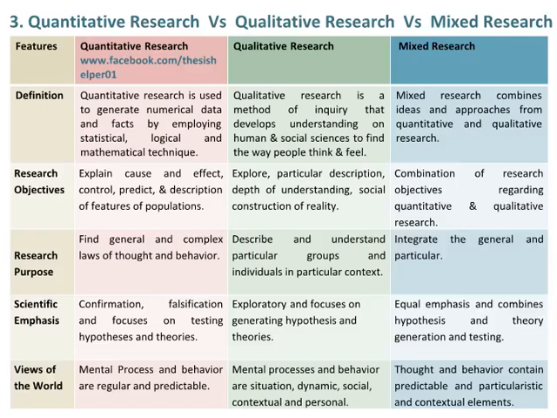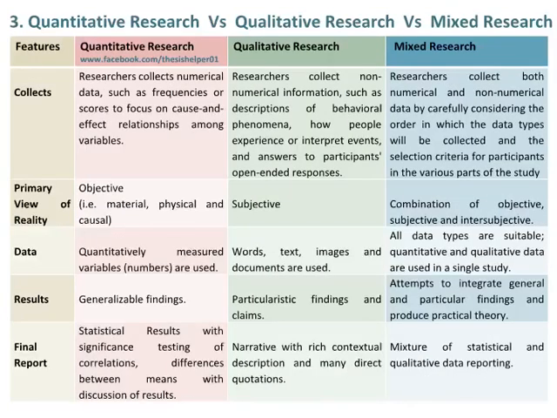In quantitative research, researchers collect numerical data, such as frequencies or scores, to focus on cause and effect relationships among variables. Whereas in qualitative research, researchers collect non-numerical information, such as descriptions of behavioral phenomena, how people experience or interpret events, and answers to participants' open-ended responses.